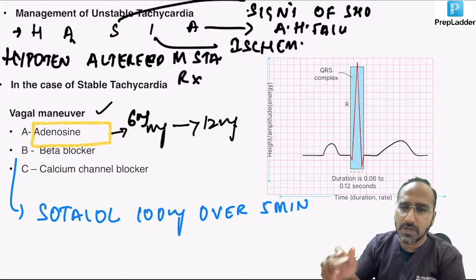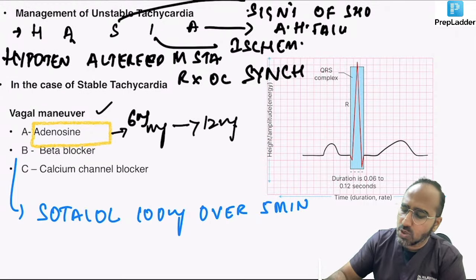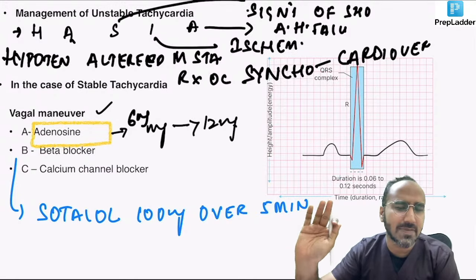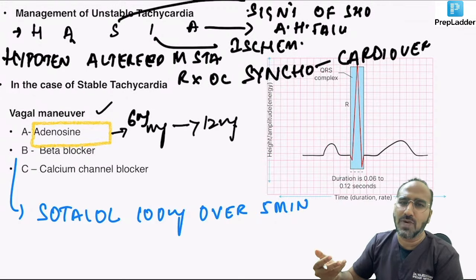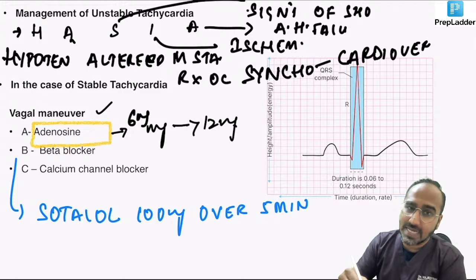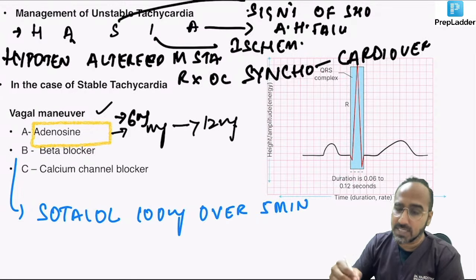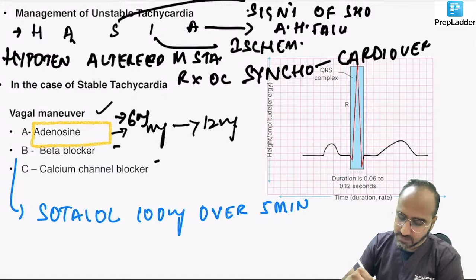For unstable tachycardia, the treatment of choice is always, remember guys, synchronized cardioversion, no drugs. But if the patient does not have any signs of instability but is still having tachycardia, then you go for VABC. Vagal maneuver, first you need to do. Then the management for most stable tachycardias is adenosine. Initially we give 6 milligrams followed by 12 milligrams. B stands for beta blocker and C stands for calcium channel blocker.